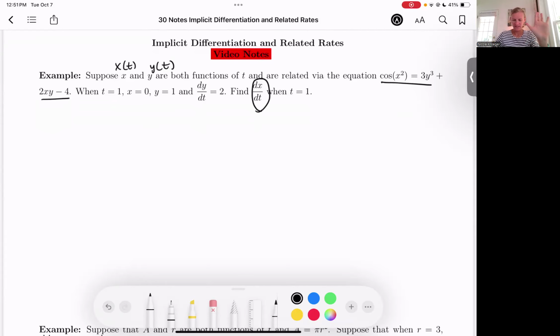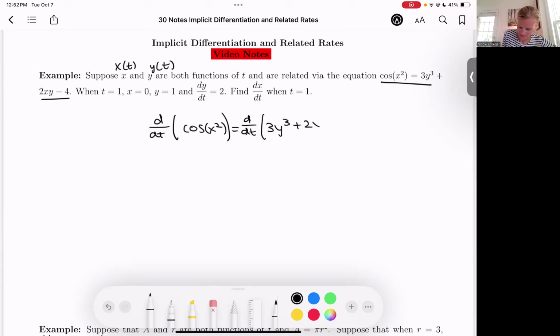Okay. The first thing, before we worry about what all of this information says, is we're going to need to take the derivative of our original expression. And we're going to take our derivative with respect to time, because all of our derivatives here are of the form d/dt. So I'm going to differentiate, this is implicit differentiation, both sides of the equation with respect to time. I'm going to take the derivative of that side with respect to time and then the derivative of the other side with respect to time.